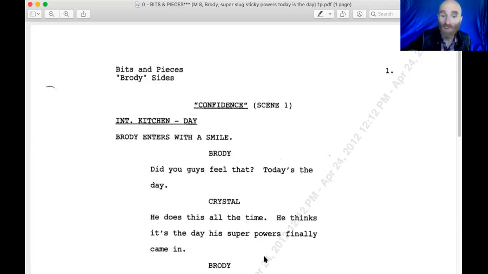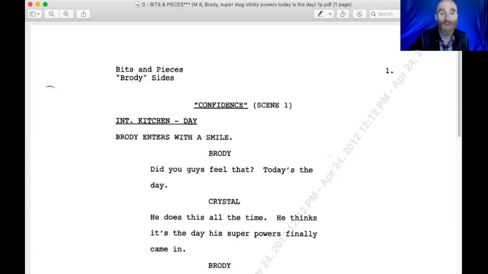Now, if you are playing Brody, the tendency is typically, if I saw 10 actors do this, my expectation is that 8 or 9 of them, the second I said action, would just start with a line: "Did you guys feel that? Today's the day." So even though we've got this direction here in the script, Brody enters with a smile.